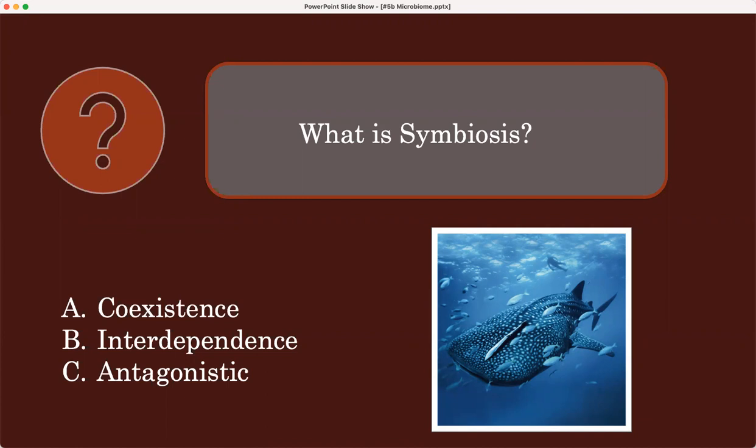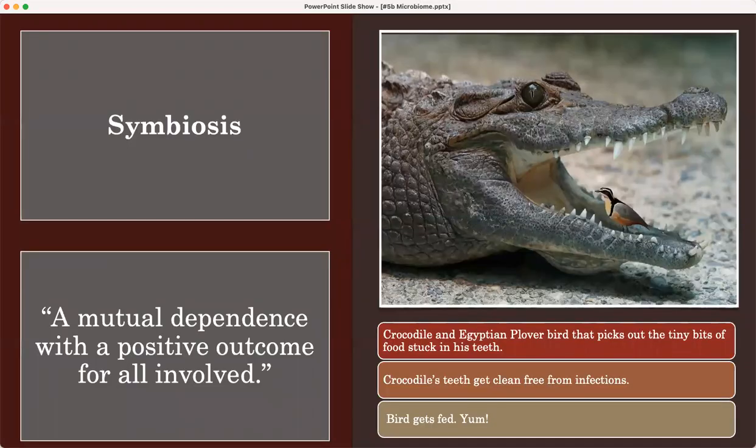So what is symbiosis? Is it coexistence, interdependence, or is it an antagonistic system? It's an interdependence. So they receive something from us and we receive something from them. Another example is the crocodile and the Egyptian plover bird that picks out the tiny bits of food stuck in the teeth. So the crocodile's teeth get clean, free from infections, and the bird gets fed. So this is a mutual dependence with a positive outcome for all involved.